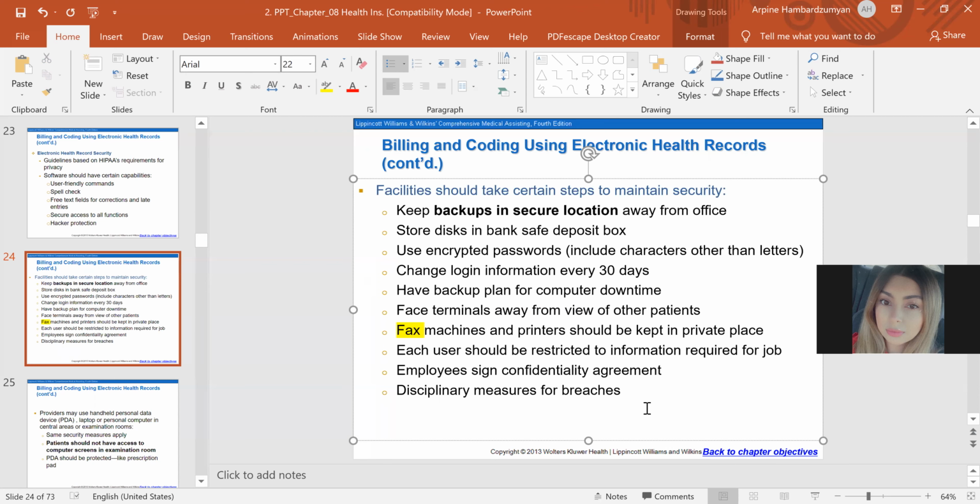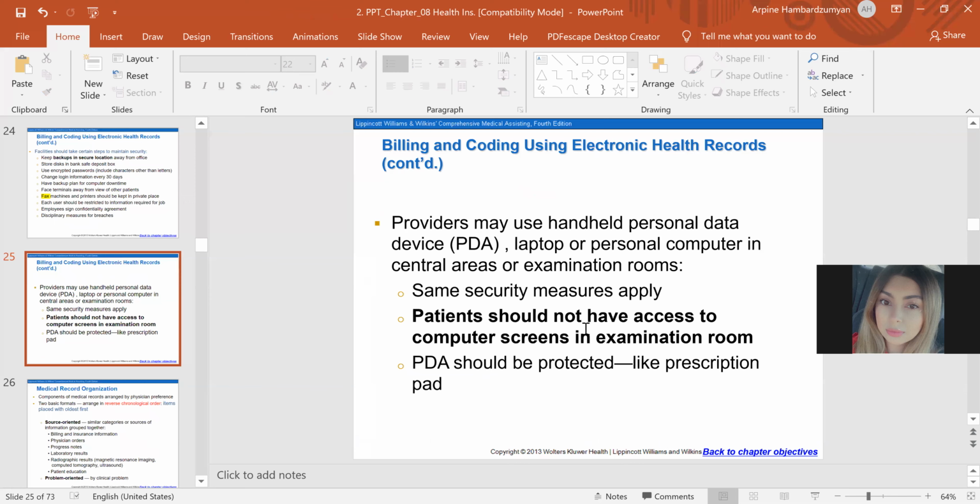Emails, mails, they are considered not as secure as sending information by fax. And if you get information through email, you might be required to print it and put it in the medical record and either back up this information or delete it. So no one could take this information.